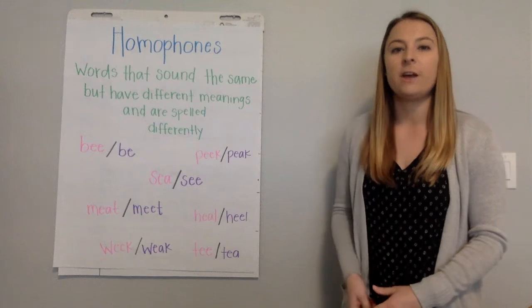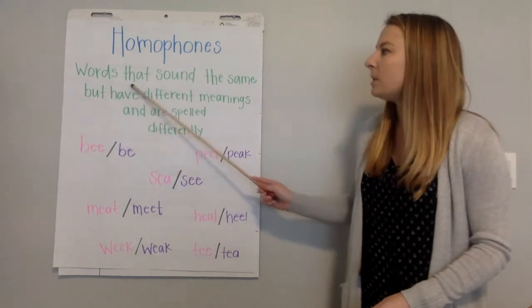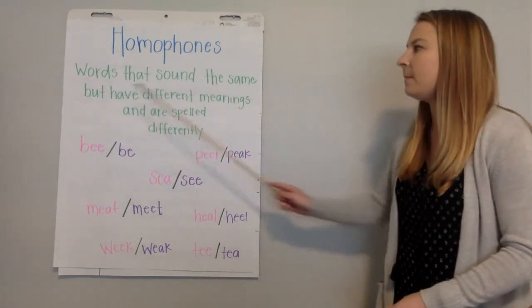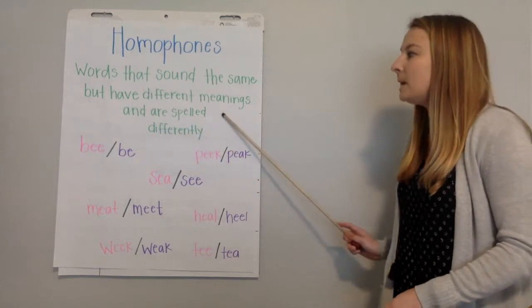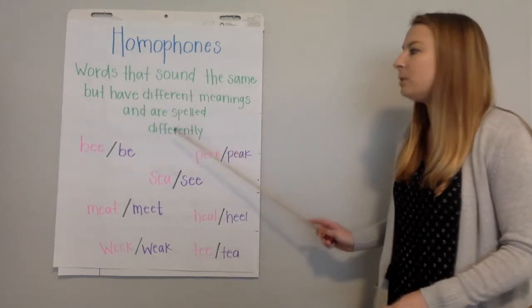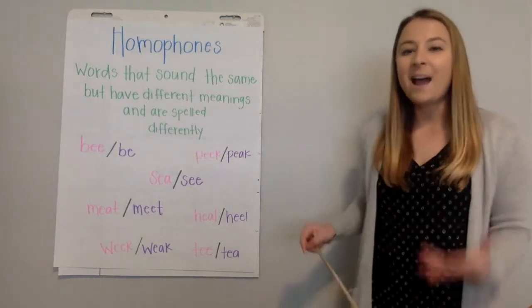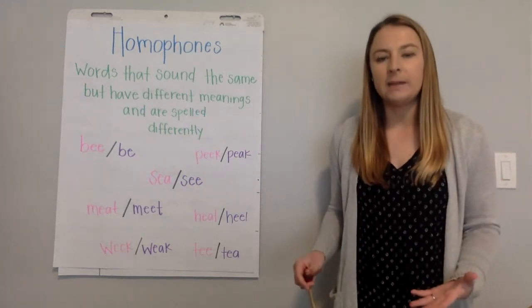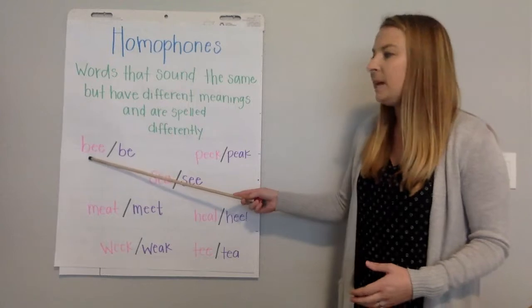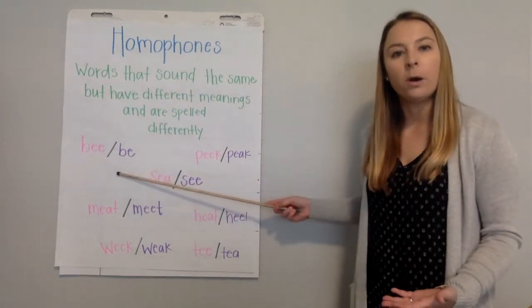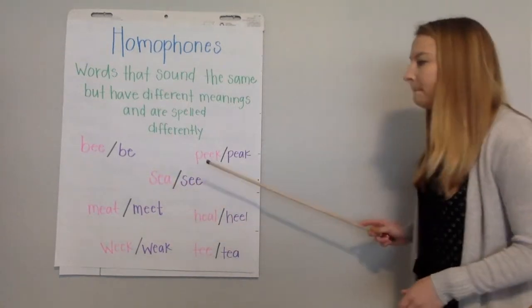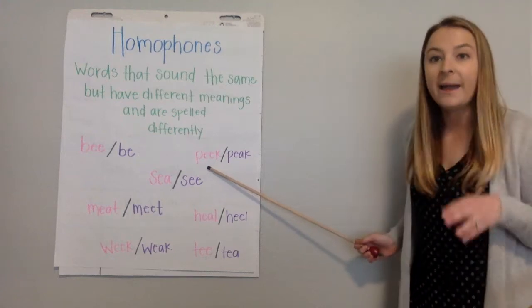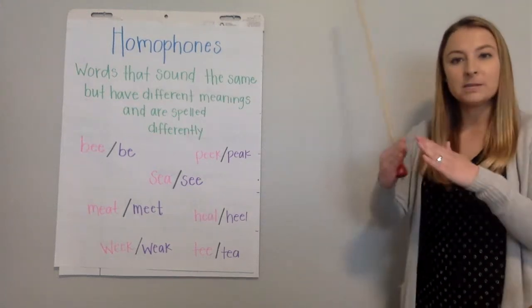The definition of a homophone is words that sound the same but have different meanings and are spelled differently. They sound the same when we hear the word, but they're spelled differently and they have different meanings. Some examples are bee, like a bumblebee, or be. Peek, like to peek with your eyes, or peak like a mountain peak.